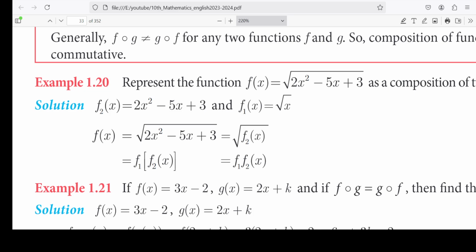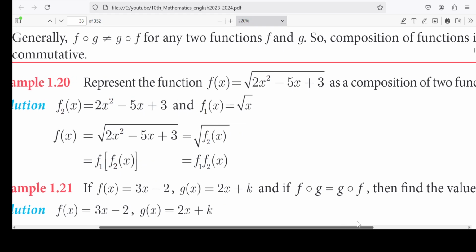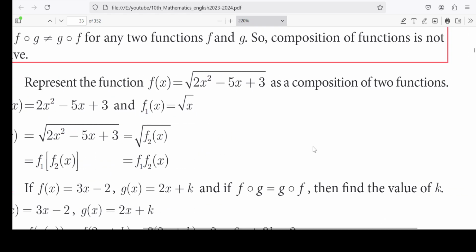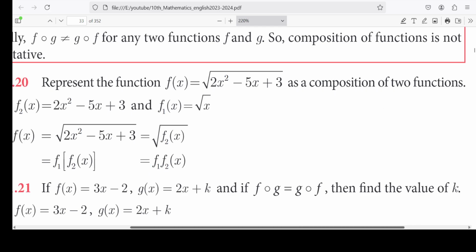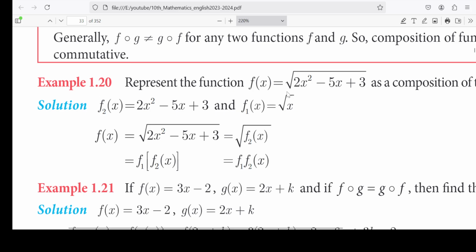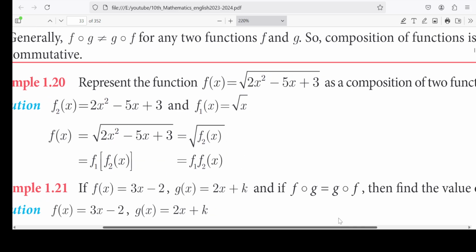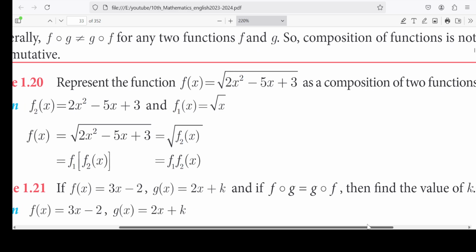Here the question is, represent the function f of x is equal to square root of 2x square minus 5x plus 3 as a composition of two functions. Okay, here the composition is given, right? We need to find out the two functions.